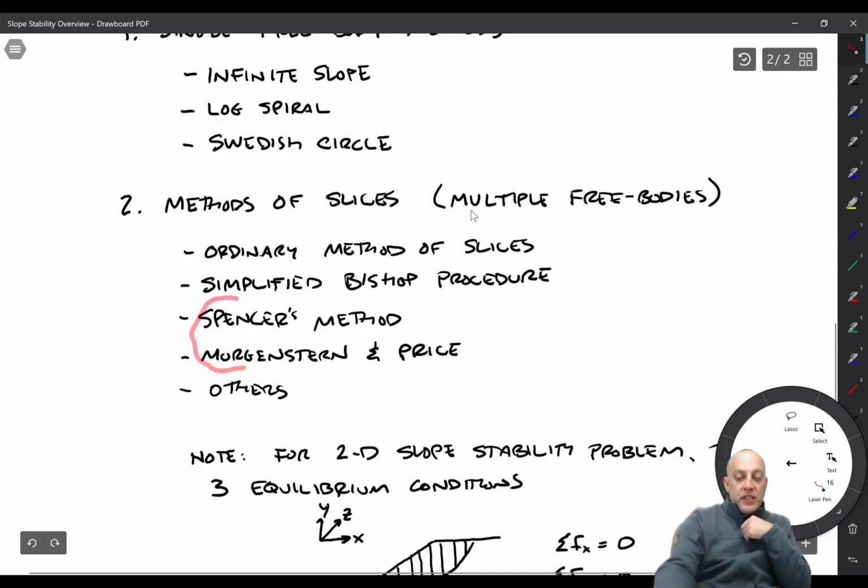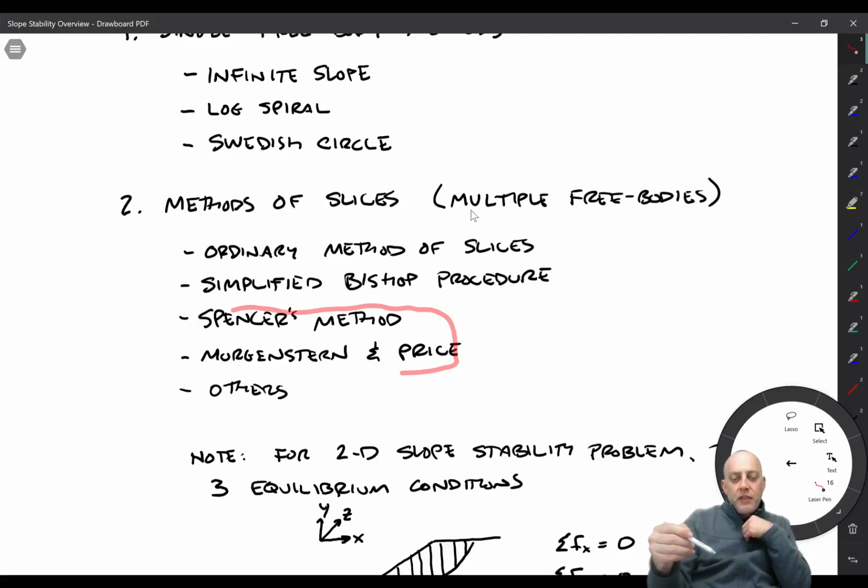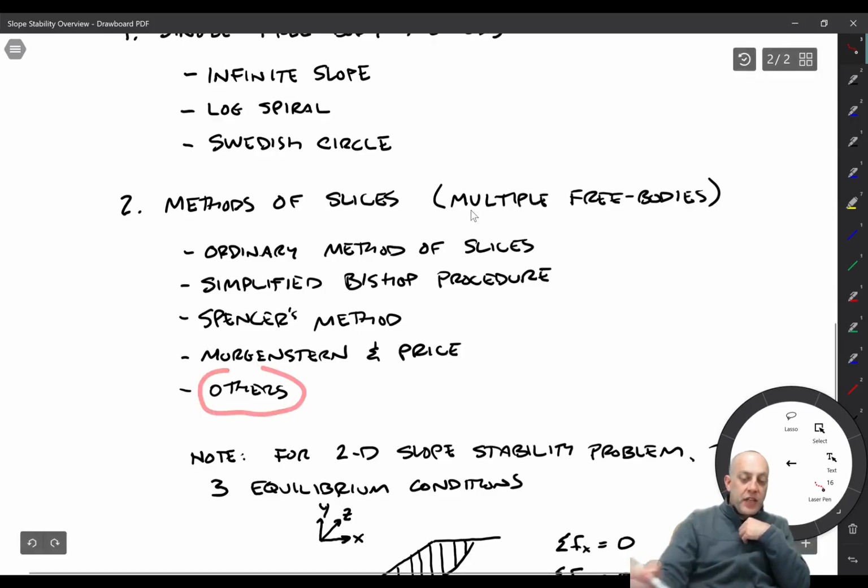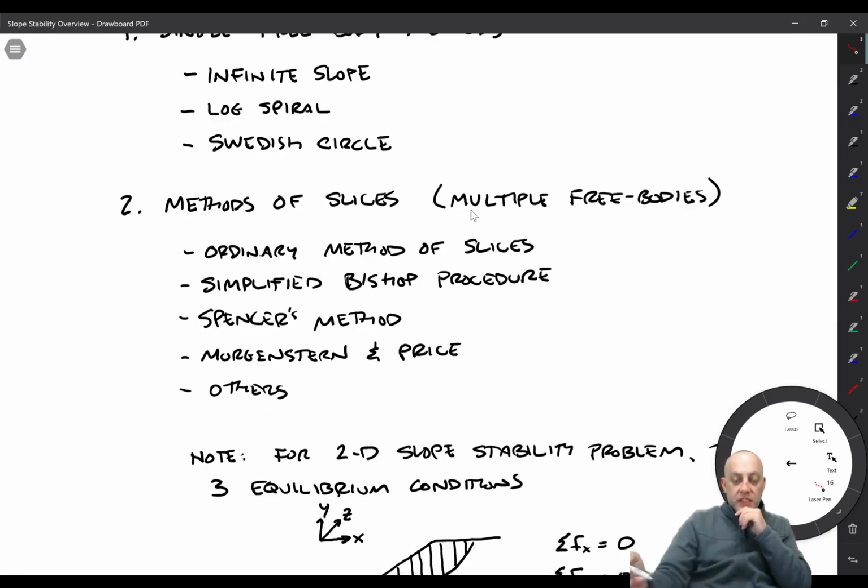A lot of these methods were formed in the 60s and early 70s. There haven't been too many new methods of slices since then, so not a huge advancement in our understanding of limit equilibrium methods using method of slices since that time frame. Of course, there are a lot of other methods too. This is not an exhaustive list.